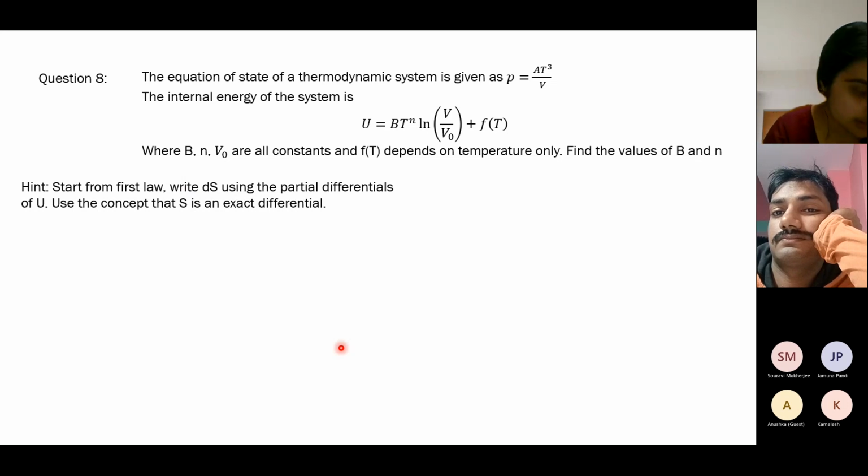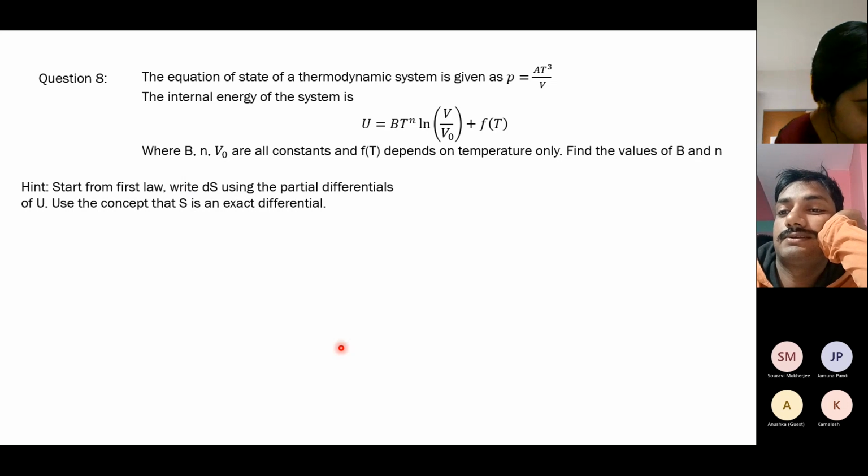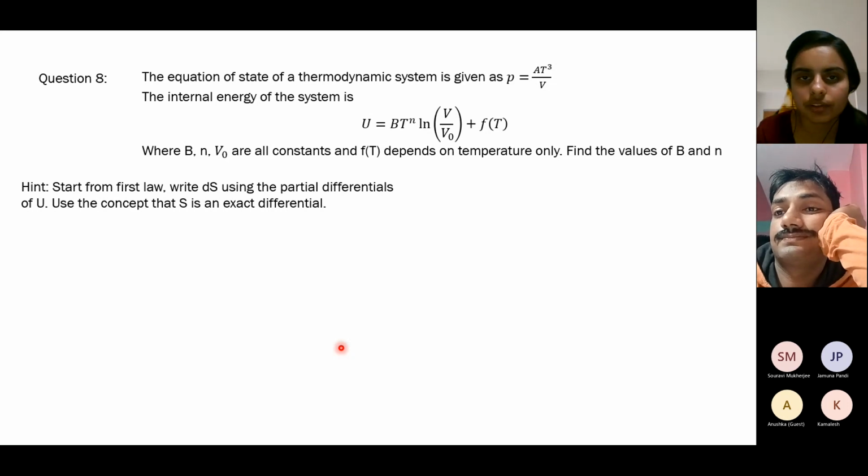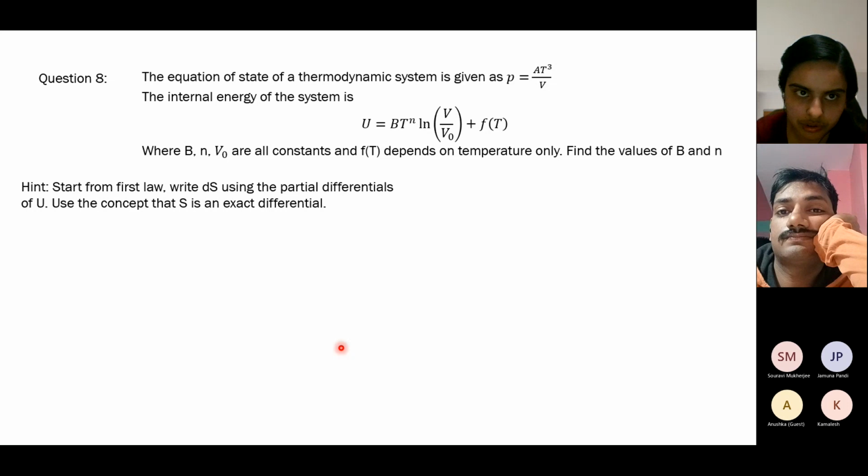Everybody is so quiet. I can't understand if you are following. Can you guys just respond for me? Are you all following, right? Yeah, following. Okay, in that case, just try to solve it out. We'll spend some time trying to solve it and then we'll discuss the solution.